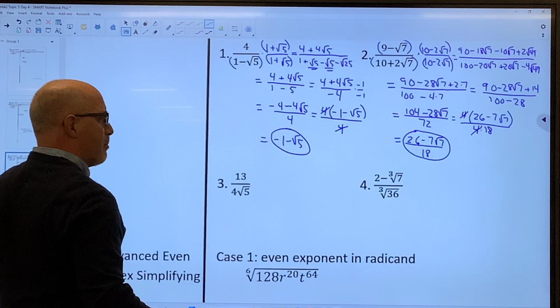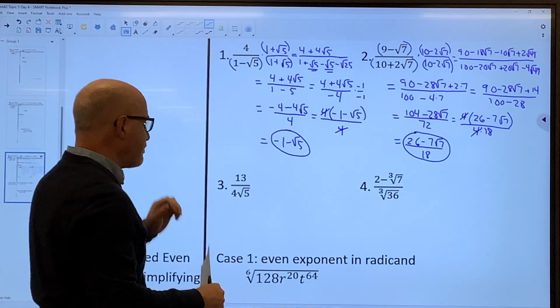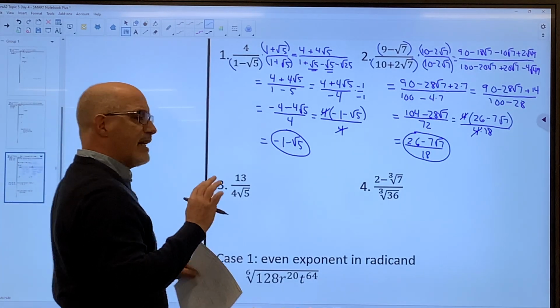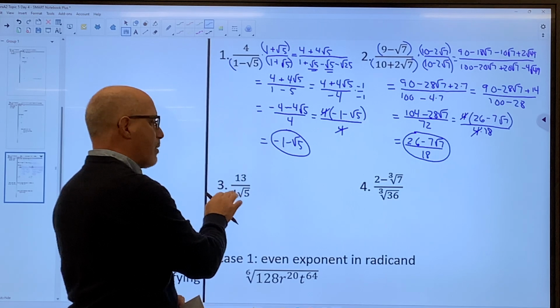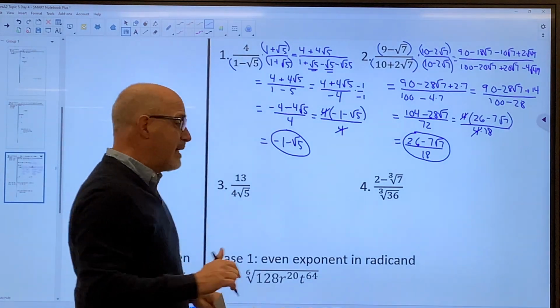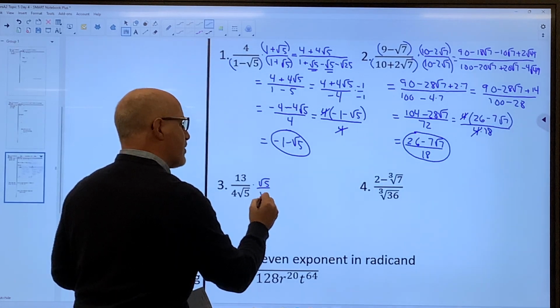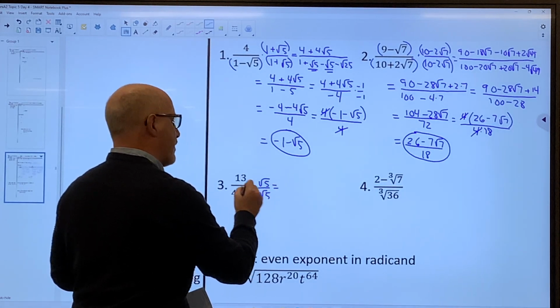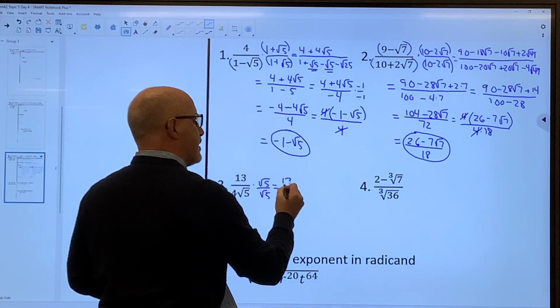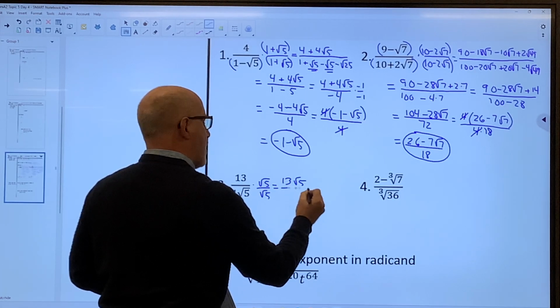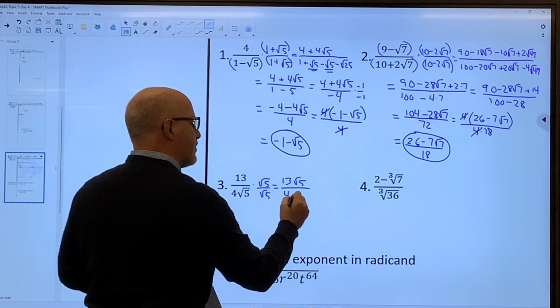All right, let's look at some monomial problems. So for this one, it's quite simple when you just have a square root in the denominator. You want to eliminate it. You just multiply by that square root. So square root of 5 over square root of 5 will do the trick for us. So in the top we have 13 square roots of 5 all over 4 times the square root of 25.